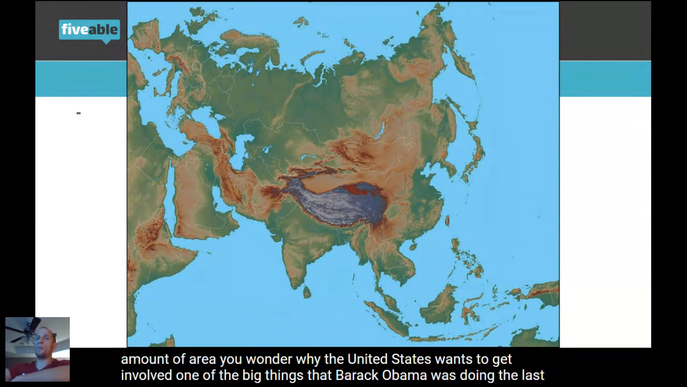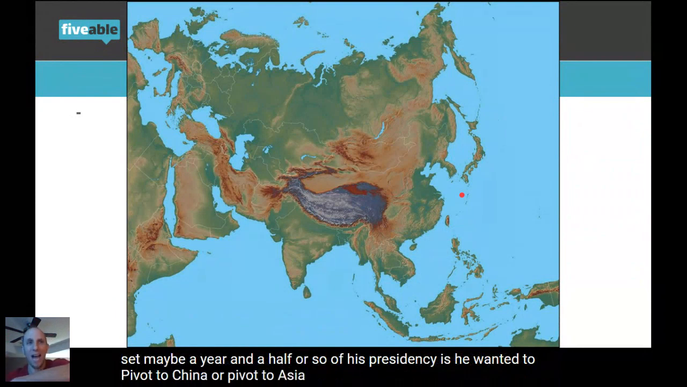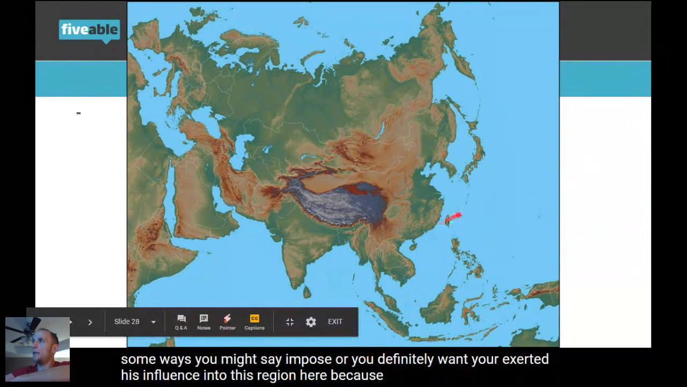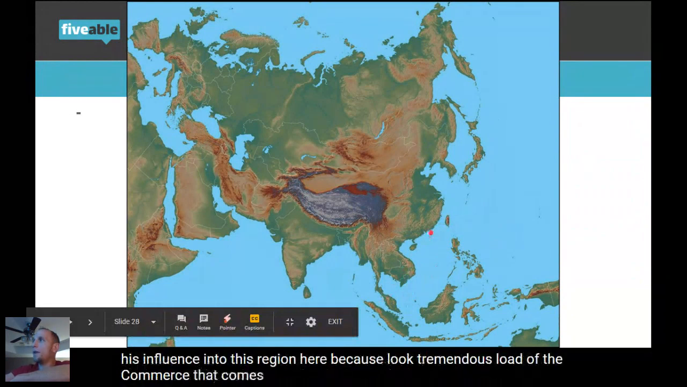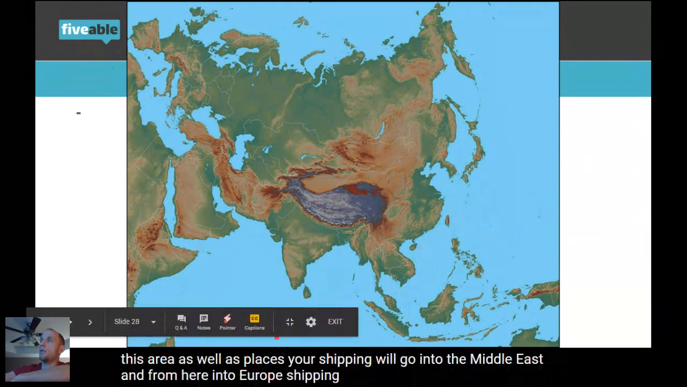One of the big things that Barack Obama was doing in the last year and a half or so of his presidency is he wanted to pivot to Asia and, in some ways you might say impose, or he definitely wanted to exert his influence into this region, because look, a tremendous load of the commerce that comes to the shore of the United States goes through this area, as well as places, you know, shipping will go into the Middle East and from here into Europe.